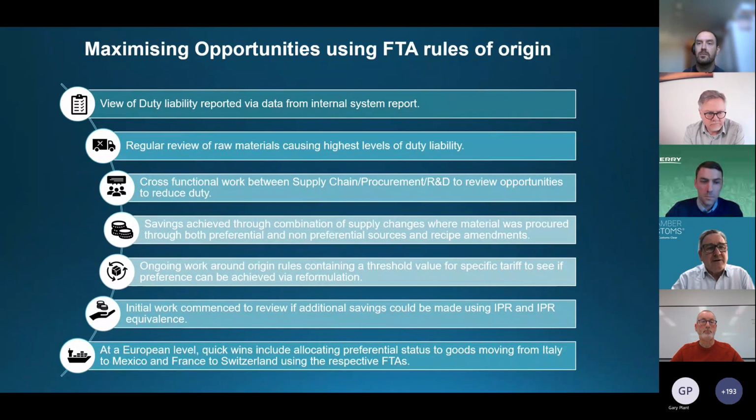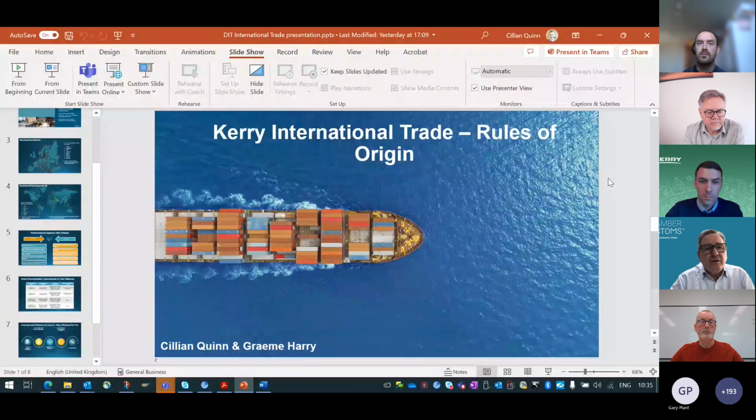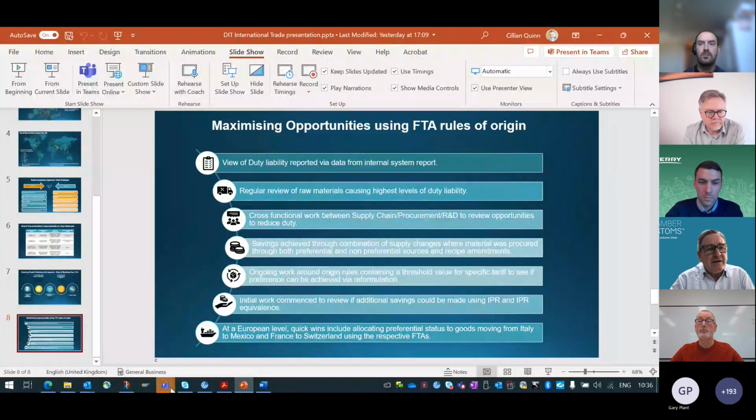Look, that's been terrific insight into the way that Kerry as a group have approached this, and clearly you're a group of significant size, and you're giving the benefit to smaller businesses perhaps on the call about what your approach has been and how you've tackled it, and they'll get the benefit of that knowledge. So thank you very much to both of you for that.